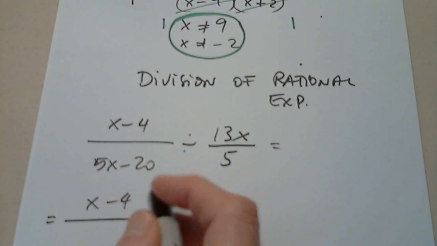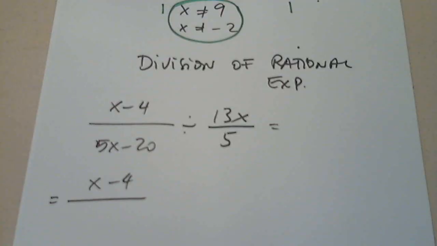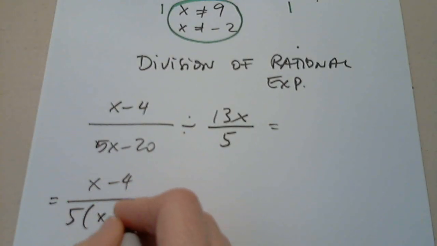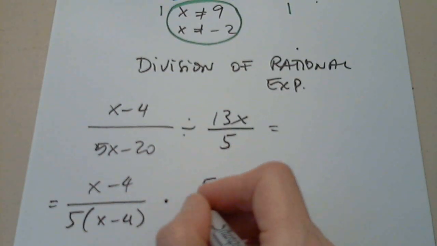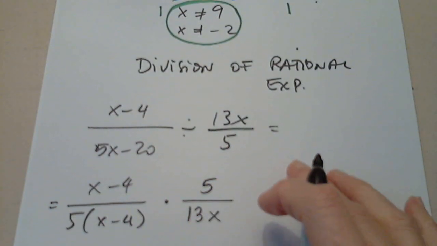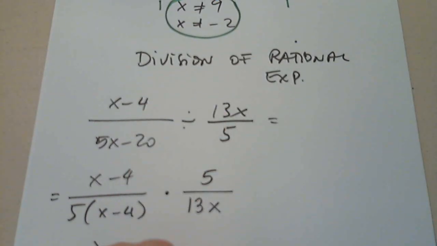But what about factoring the denominator? Factor out 5, and then I have x minus 4. I will flip this to 5 over 13x. I only have 2 restrictions to write, and then I can simplify.